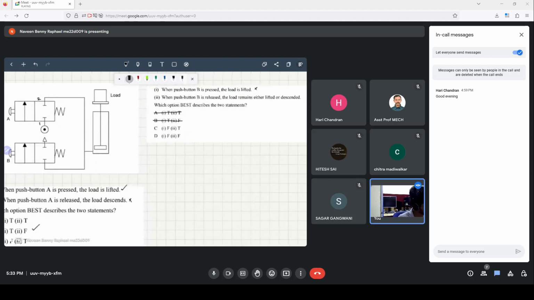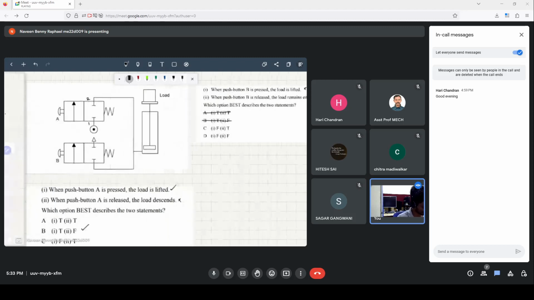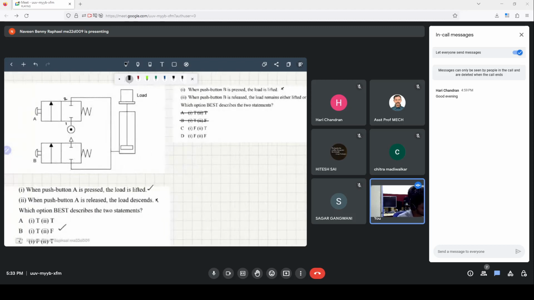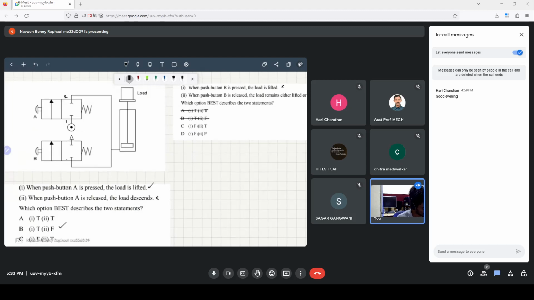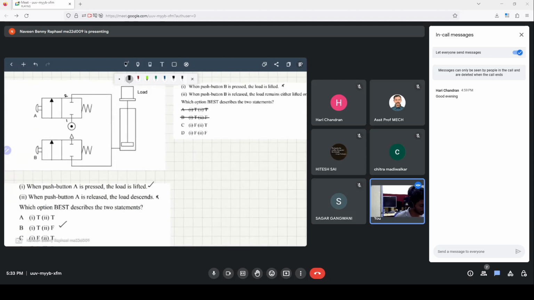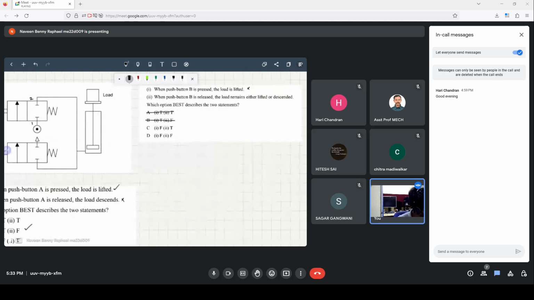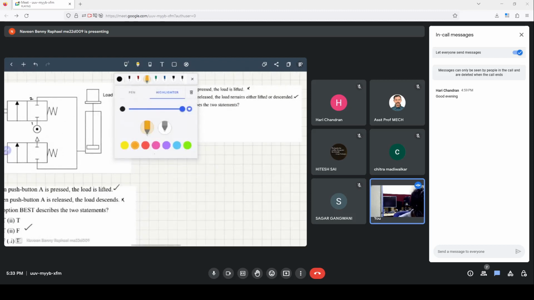When the push button B is released, that means the load is either lifted or descended. So if the push button B is released, that means it will be in normal configuration where the exhaust is not linked to the port. If the exhaust is not linked to the port, that means the pressure inside the cylinder cannot be released, and therefore the load will remain where it is. Therefore, C is correct, and therefore the answer is C. Nice going.